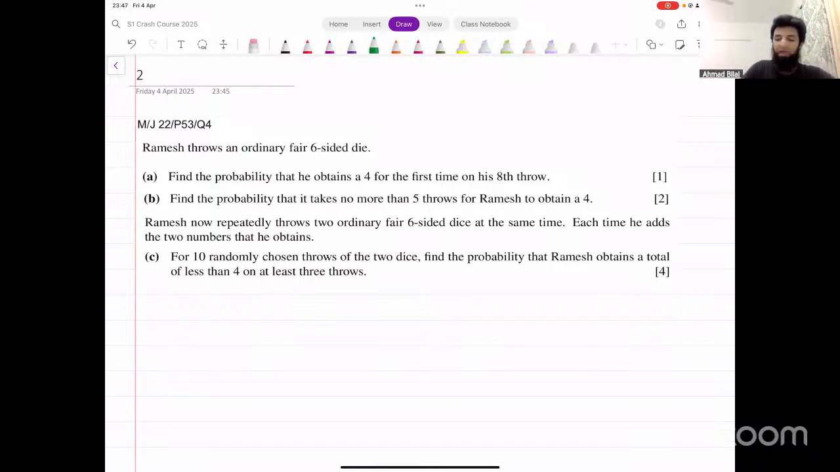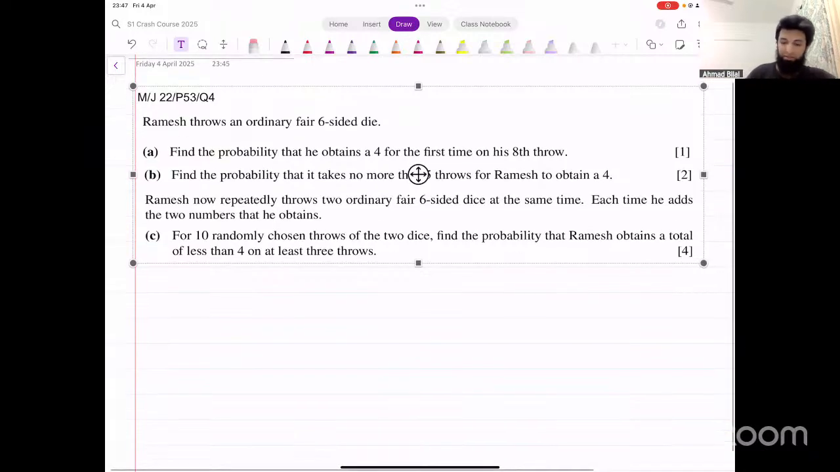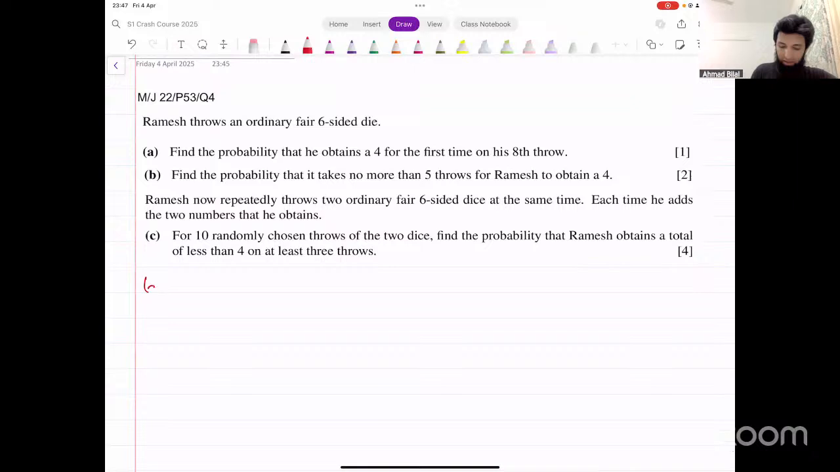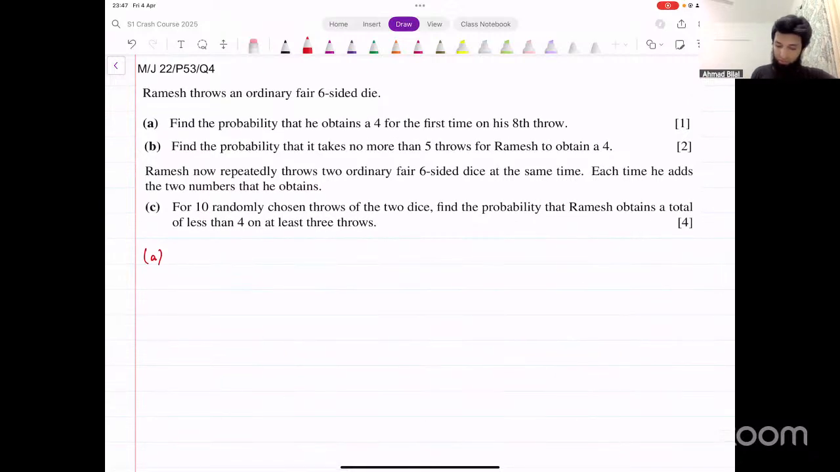So that sometimes happens with geometric as well, that you have a binomial distribution, but then to find the probability of success for that, you have to use a geometric distribution. Let's have a look at this example and see how to do those kinds of questions if we have them here. Let's see. The first part says, Ramesh throws an ordinary fair six-sided die. Find the probability that he obtains a 4 for the first time.